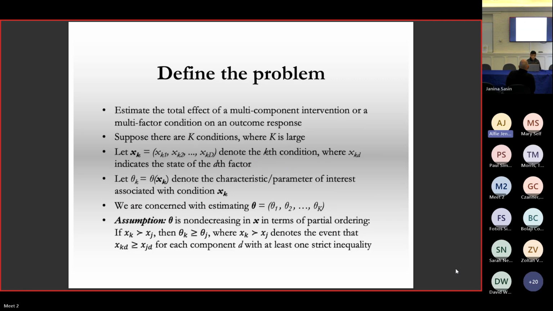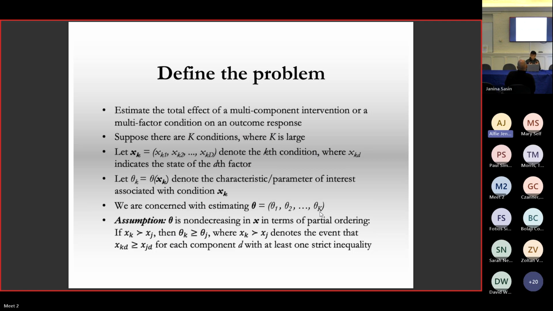I'm going to use X sub K to denote the case condition right here. So a condition K is defined by D different features or D different inputs. And each of these inputs, X_KD, is either a numerical or an ordinal variable. And theta is the response surface, which is a function of X_K, right? And we're going to use theta_K to denote the value of theta under condition X_K. And we're interested in estimating the response surface theta, or specifically each one of theta_1 up to theta_K, with K conditions. And we're interested in the scenarios where K is large.